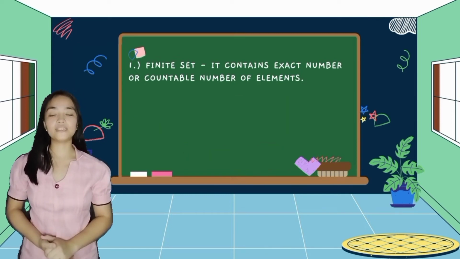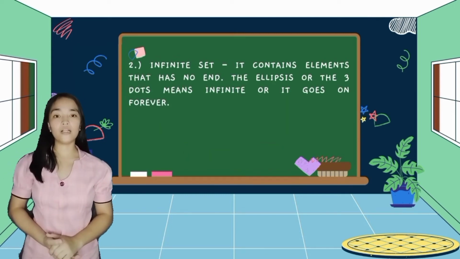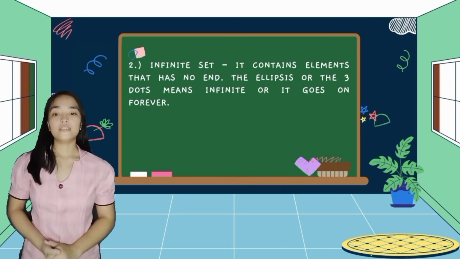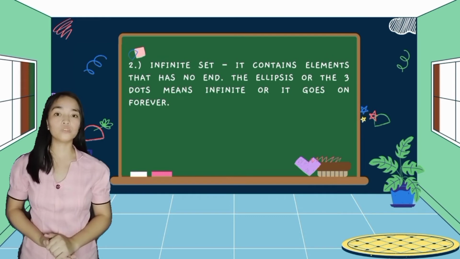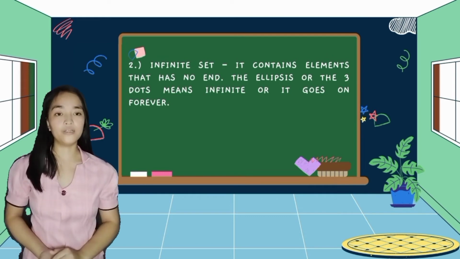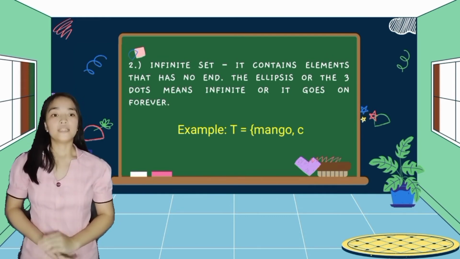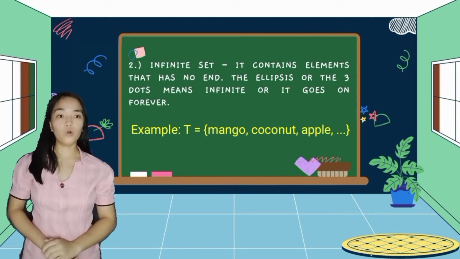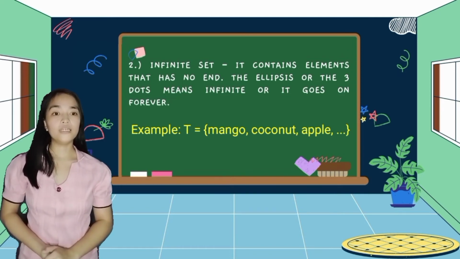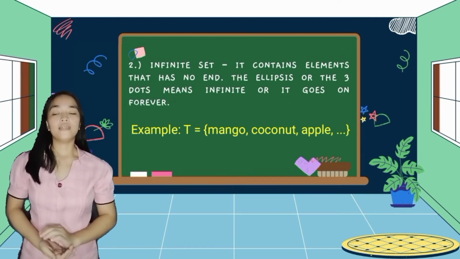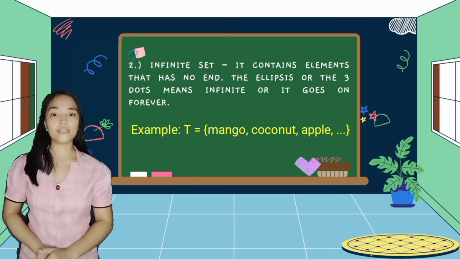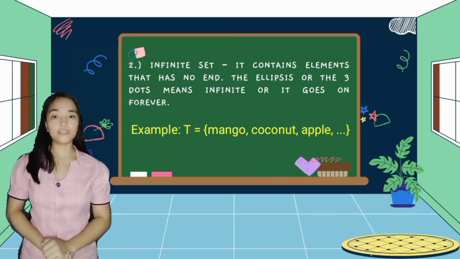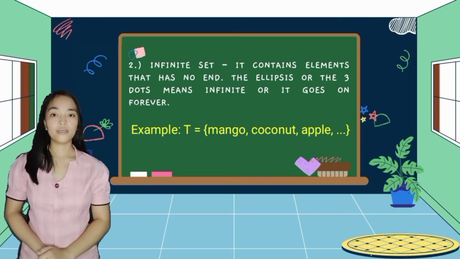Number 2 is infinite set. It contains elements that have no end. The ellipsis or the 3 dots means infinite, or goes on forever. Example, T is equal to the group of mango, coconut, and apple. Is it infinite or not? Yes, it is an infinite set. And aside from the mango, coconut, and apple, there are more elements that belong in this set.